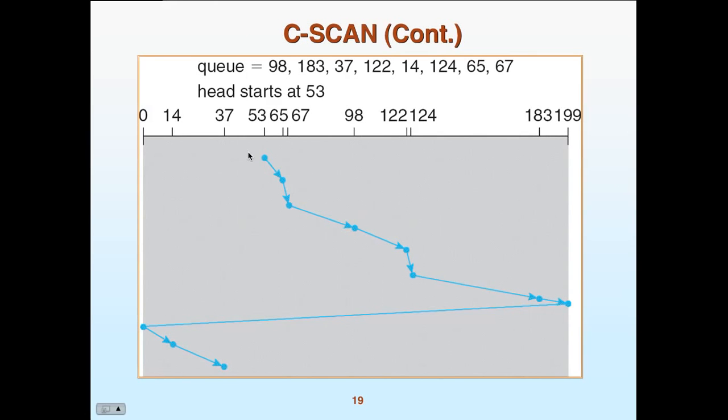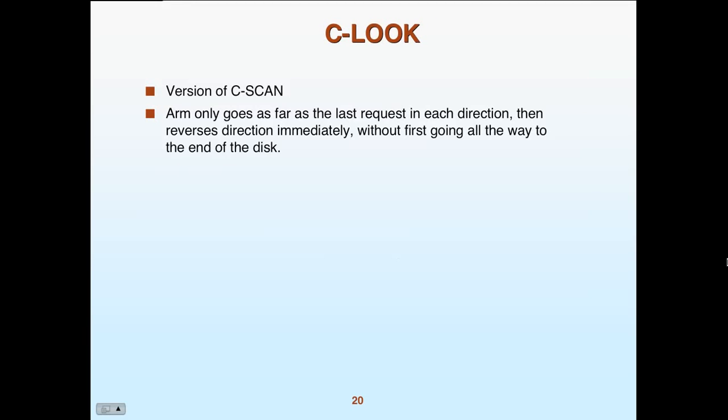Here's our C-scan. So what we did is we went one direction and we went all the way back, and then we went this way. And actually, in this particular case, this was helpful because we had this over here. I didn't need to pick up anything. So it was faster to go back to the beginning and then pick up these two at the beginning. So that would be a C-scan, or circular scan.